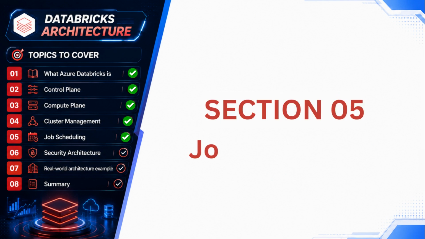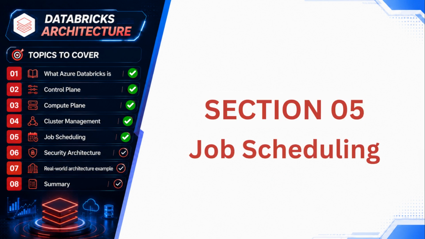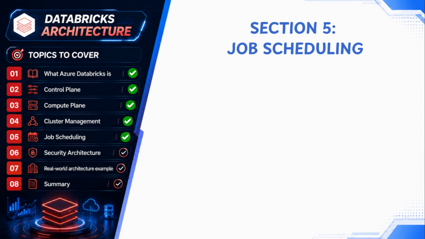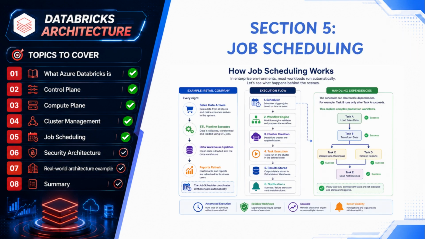Next, we'll see the job scheduling architecture. So, how does job scheduling work? In enterprise environments, most workloads run automatically. Let's see what happens behind the scenes. Imagine a retail company. Every night, sales data arrives, the ETL pipeline executes, the data warehouse updates, and reports refresh. The job scheduler coordinates all these tasks.